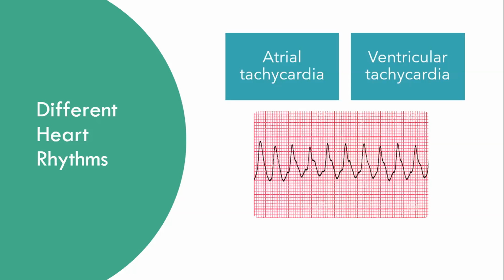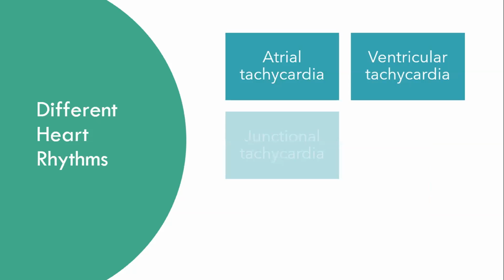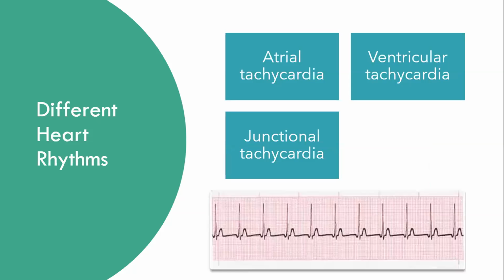The third one is junctional tachycardia. It is a type of racing pulse caused by a problem in the area between the upper and lower chambers of the heart. The heart rate lies between 100 to 180. The P waveform is usually present before, during, or after the QRS complex, and the QRS pattern is normal.